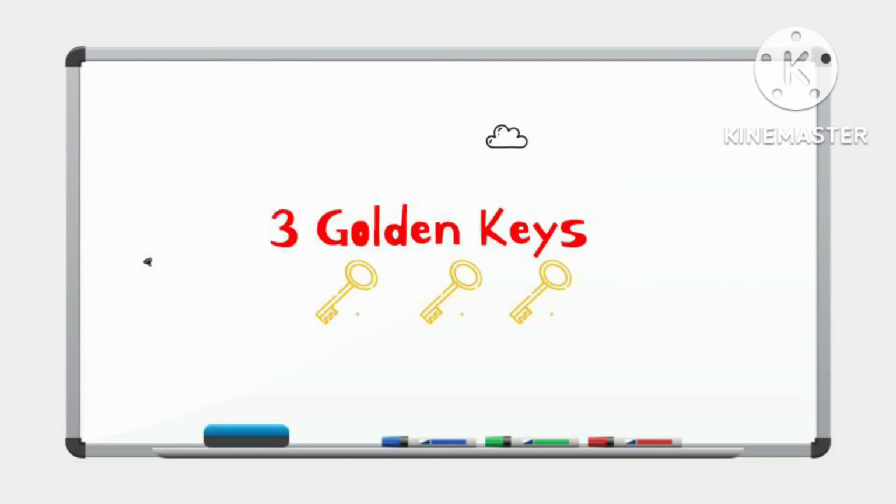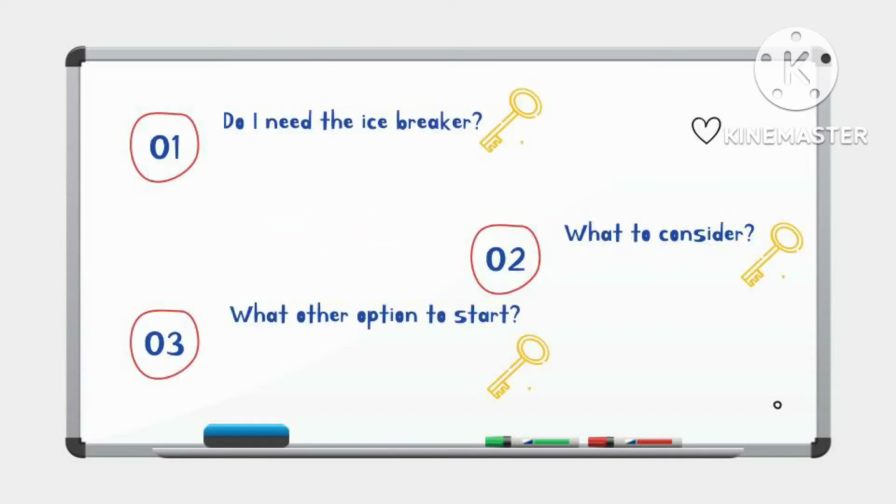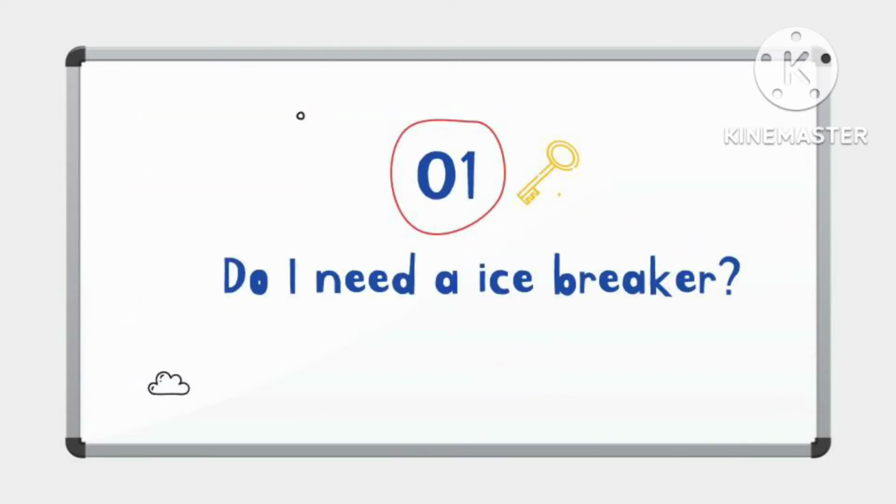My three golden keys are answers to three questions. Do I need an icebreaker? What to consider? How to start? The short answer to my question, do I need an icebreaker, is yes. If you are stepping in the middle of the school year, we need something.